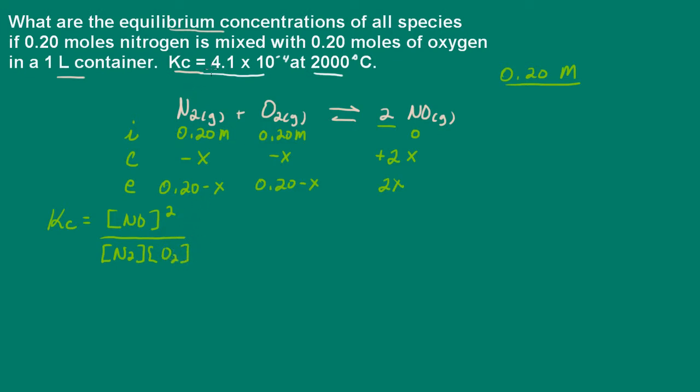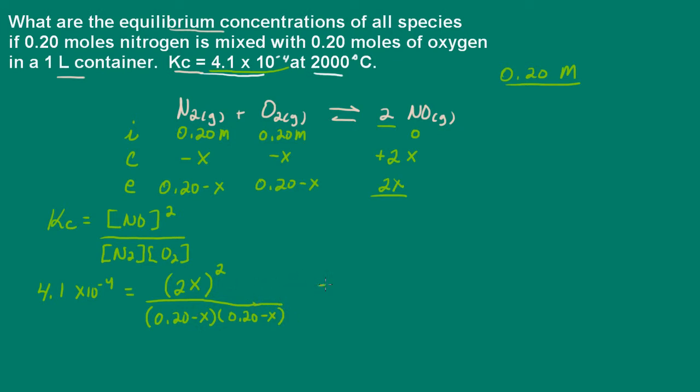And of course, that's going to be equal to 4.1 times 10 to the negative 4. So let me go ahead and put that in for Kc. So 4.1 times 10 to the negative 4, that's Kc. Let's start putting the concentrations in, the equilibrium concentrations. So here we have 2x for nitrogen monoxide. Do not forget the exponent. And then in the denominator we have 0.2 molar minus x, and then 0.2 molar minus x for the oxygen.